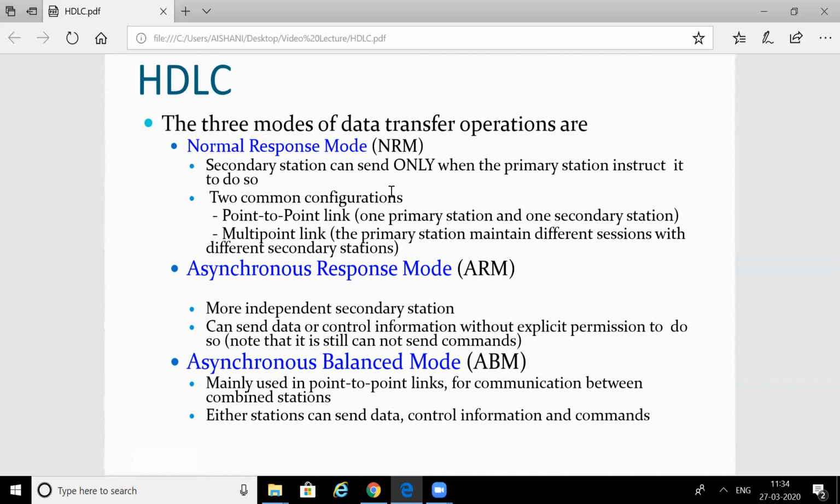But in the case of asynchronous balanced mode, it is used for combined stations when the combined stations exchange data, and it is used when there is a point-to-point link for communication between combined stations. So each station can send data, control information, and commands. Because they are combined stations, either of them can be used as primary and secondary. They can send commands to each other and they can send the responses accordingly.